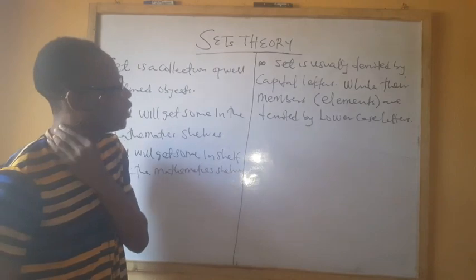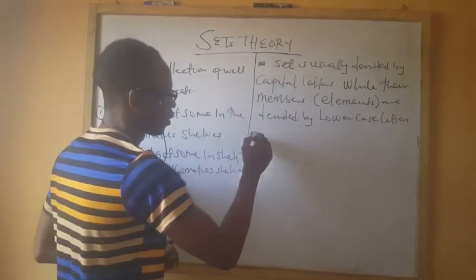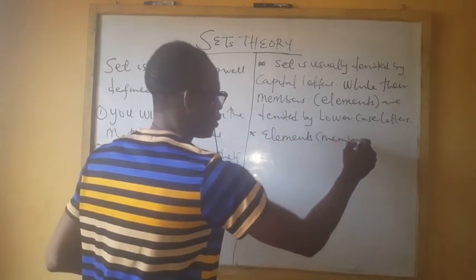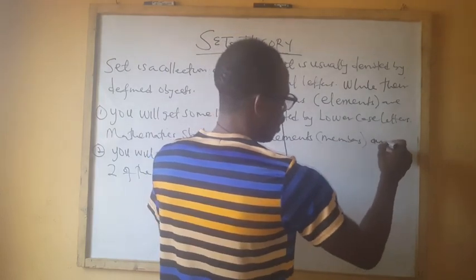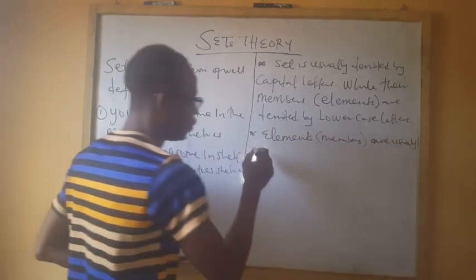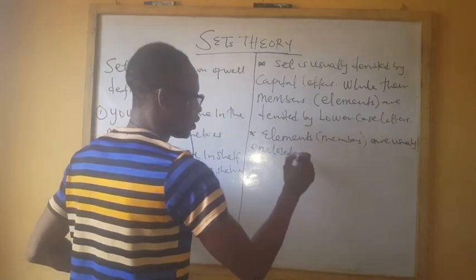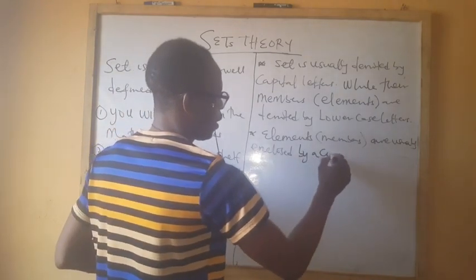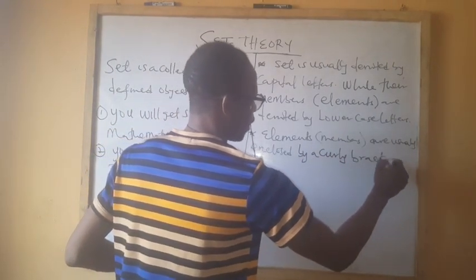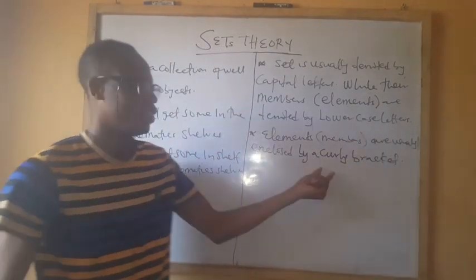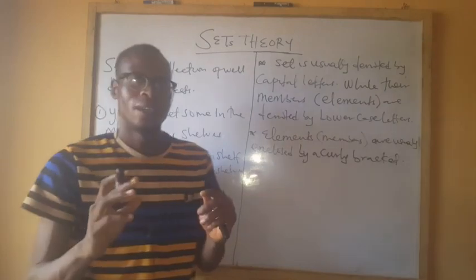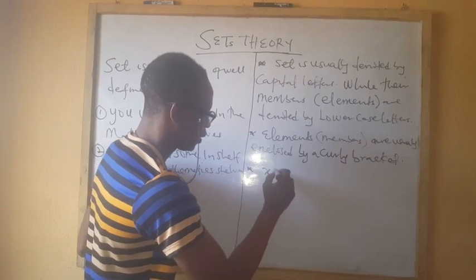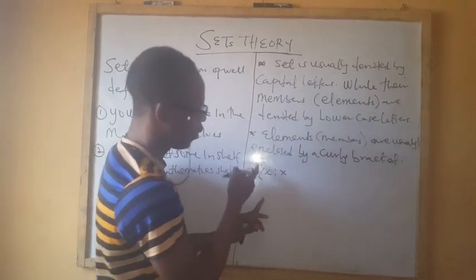Okay, let's continue. Now, another important thing for you to know here is that the elements, also known as the members, are usually enclosed by a curly bracket. That means the bracket must be curly. So that's a curly bracket. Now, for short, we can represent a set like this. Look at it, we can say {x. This is the curly bracket I'm talking about.